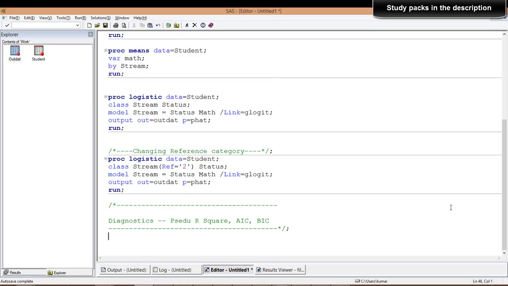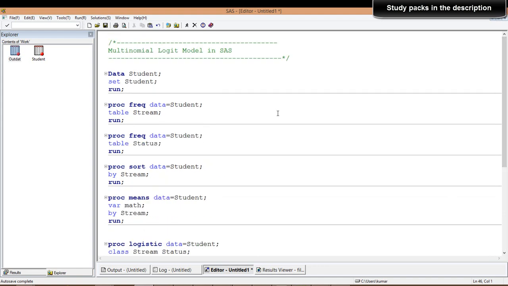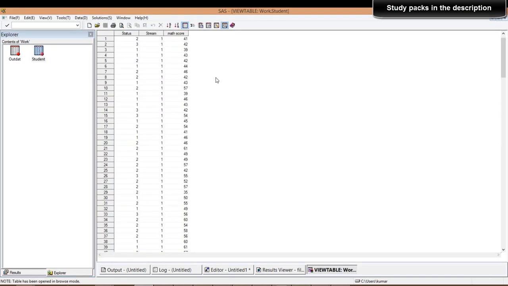Let's go to SAS and try to do this. Whatever we learned in theory, we'll just apply in the example. The example that I have explained to you, we'll take the same dataset. I'm going to show you the dataset first. This is the student dataset, which has information for 200 students. We've got 3 variables. One is the economic status of the students, the second is the stream, or the undergraduate course that the student selected, and the third is the math score of the student in school.